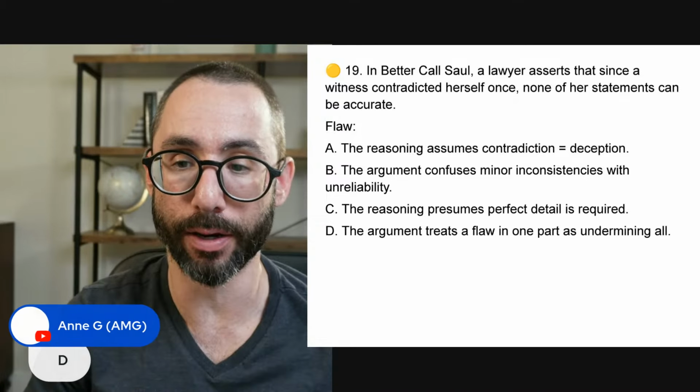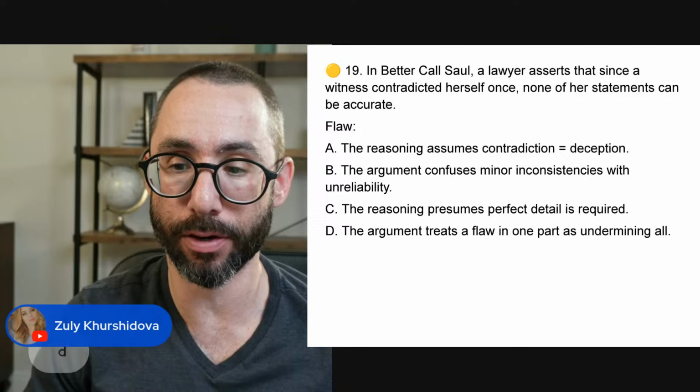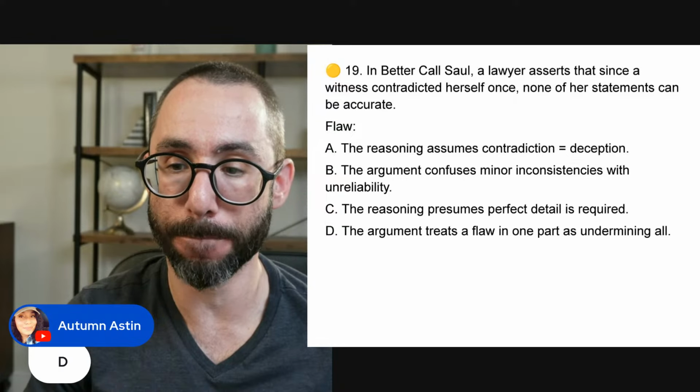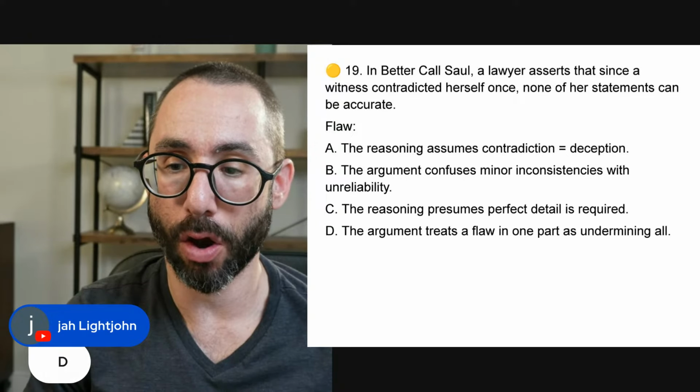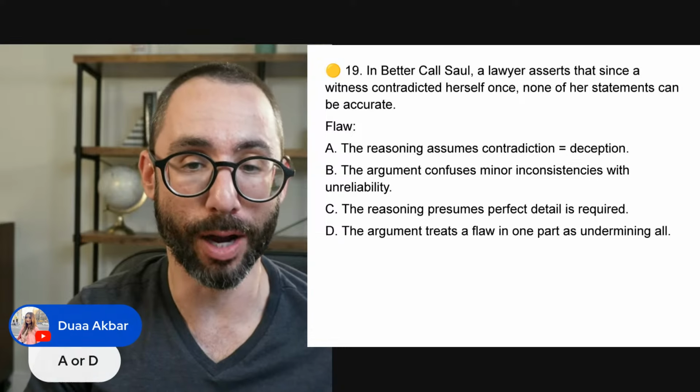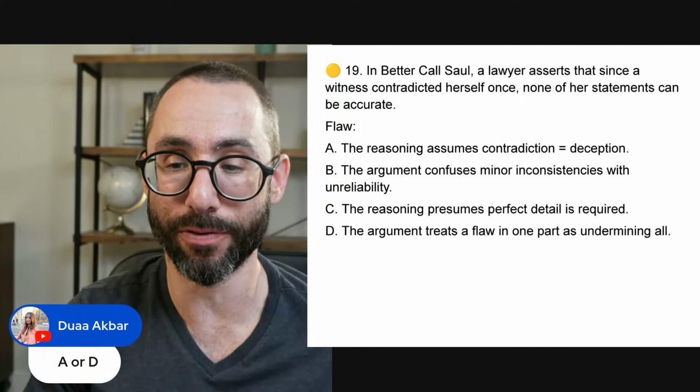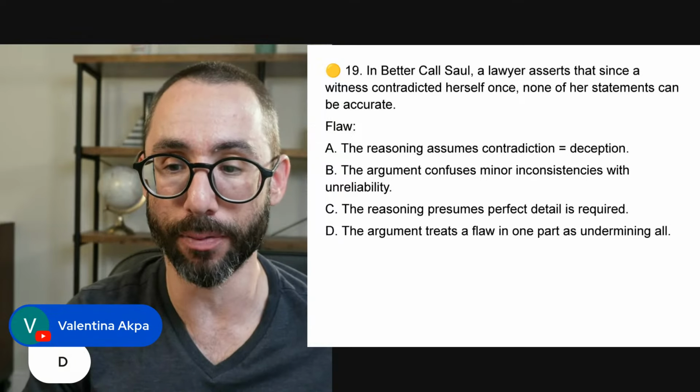And a ton of you got it. Anne, Giovanna, Nathan, Zuli, Autumn, Marlowe, Jay, all saying D as in Delta. Dua Akbar said A or D. The answer is, in fact, D. Valentina also got it. Well done.